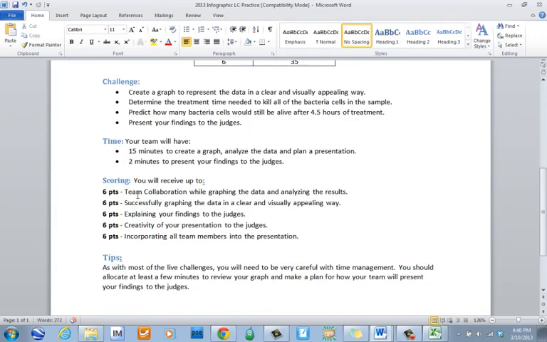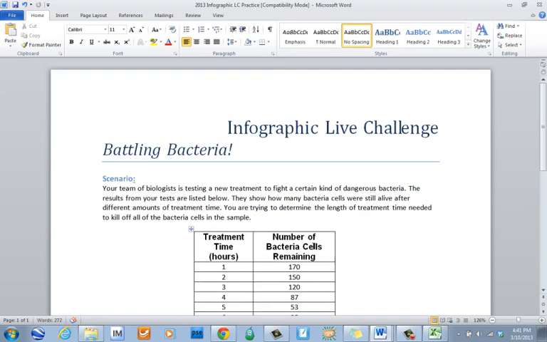Alright, so that should help us do really well on the infographic live challenge. Remember, the other things that you'll be scored on is your collaboration, so you need to make sure you work well together. Make sure your graph is clear and visually appealing. Make sure you explain your findings to the judges, so specifically make sure you answer the 2 questions up here. And then make sure you're as creative as possible and that all of the team members participate in the presentation. Let's practice that this week, and we should do great for our infographic live challenge.